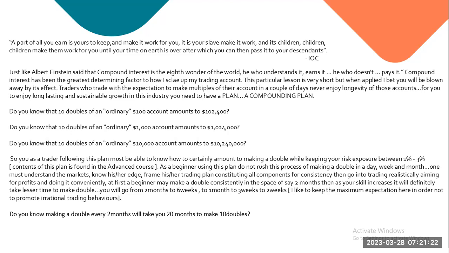So I like to keep the maximum expectation here at 2 weeks so that I will not promote irrational trading behaviors. I myself can do less than these 2 weeks, but I'm telling you that I want to keep the maximum there so that you'll be able to go from stage to stage before you even get to this 2 weeks point, and you will know how to do that while still keeping your risk exposure between 1 to 3%. That's the most important thing. So you know what you are doing. You have a good understanding of the market.